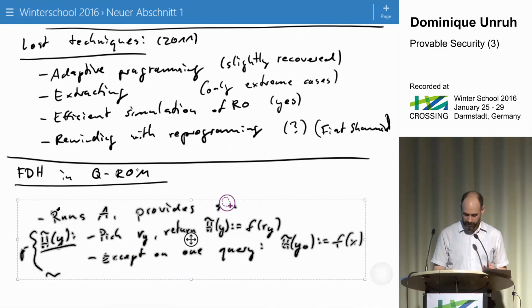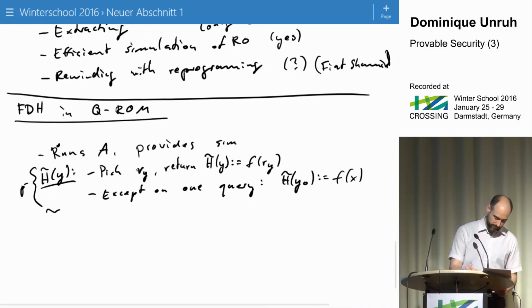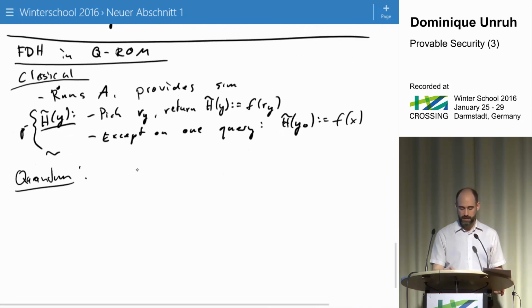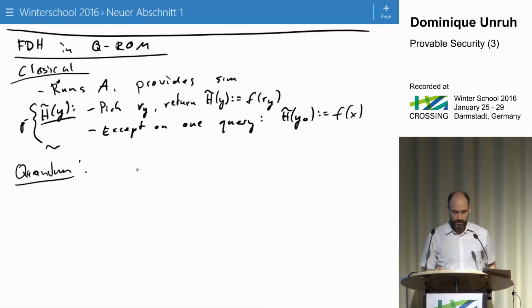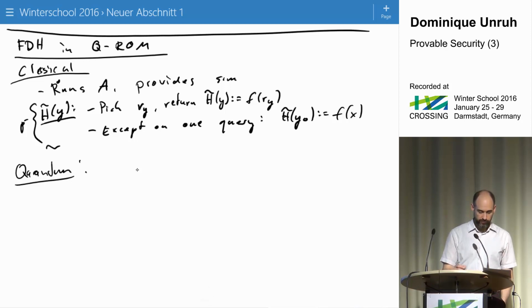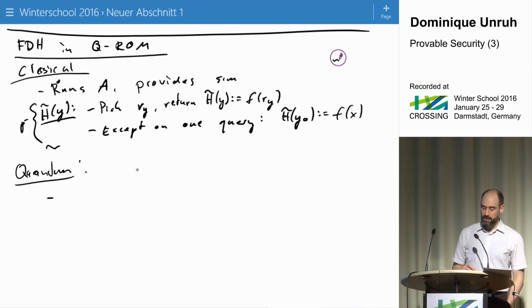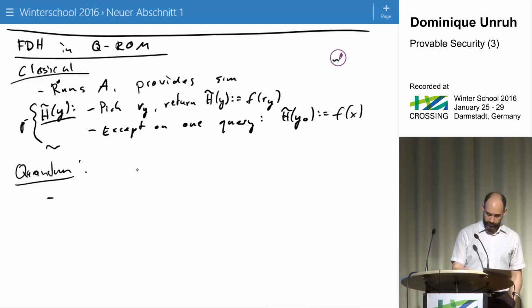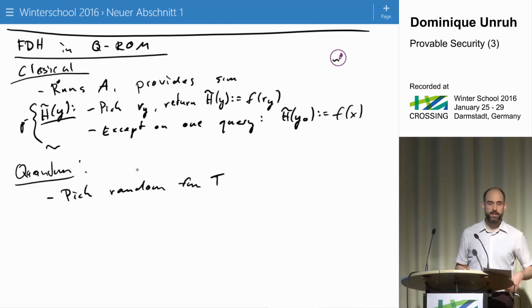We've managed that. So this was the classical situation. So in the quantum setting, we need to somehow change that. So, how do we change the construction of the random oracle? So we pick, first we pick a random function t.